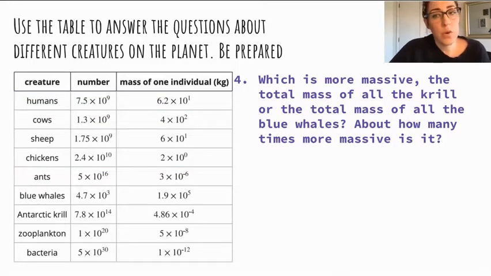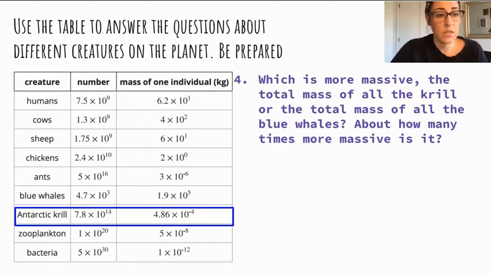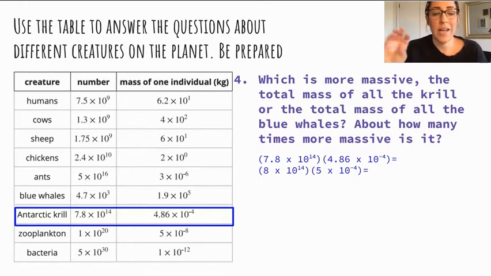Question 4 says, which is more massive, the total mass of all the krill or the total mass of all the blue whales? And about how many times more massive is it? So here's our krill. And we're again multiplying that number times the mass. So we're going to do the 7.8. We're actually going to estimate that to 8. And the 4.86, we're going to actually estimate that to 5. So focusing on those leading factors, 8 and 5, we know is 40. And then we're going to take care of that power of 10 by adding the exponents 14 and -4 together to get to the 10 to the power of 10.